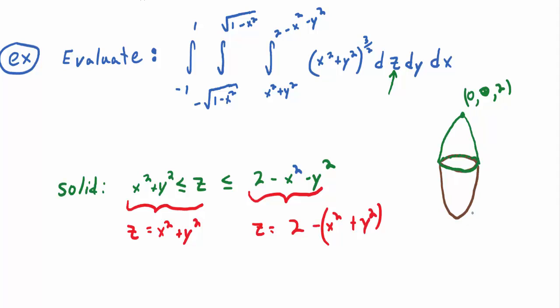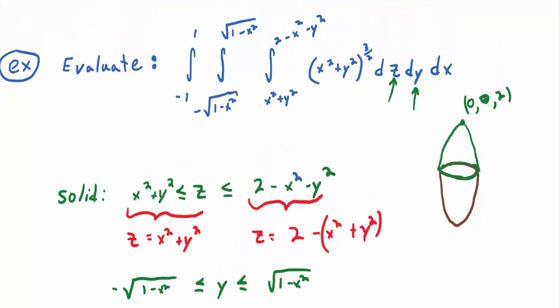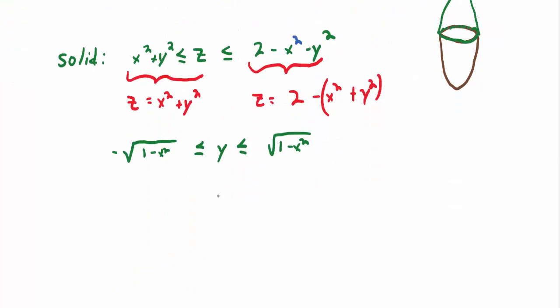Now, are we integrating over the whole region? I don't know. That's what the other limits of integration tell us. Well, we know y lies between what? Y, okay, middle limit, right? Y is going to be between the negative square root of 1 minus x squared and the positive square root of 1 minus x squared. And what does x lie between? X lies between negative 1 and 1.